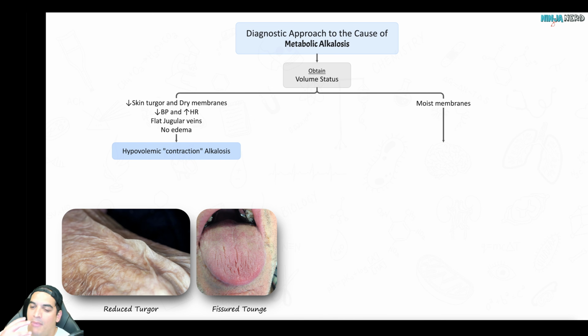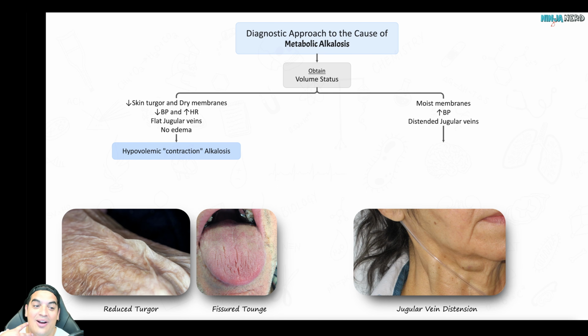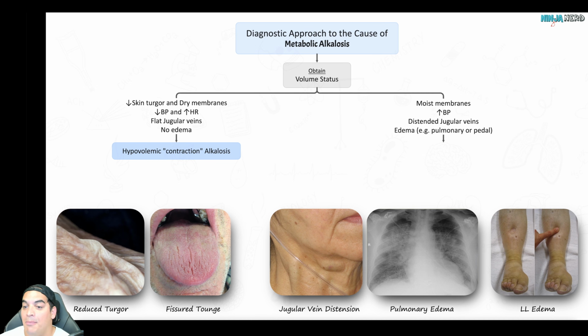If I look and their membranes are moist, they have normal skin turgor, their BP's maybe even a little bit elevated, they're a little hypertensive, they have distended jugular veins, they have maybe some evidence of peripheral and pulmonary edema, that's a hypervolemic related alkalosis. Right away, this makes our lives so much easier.